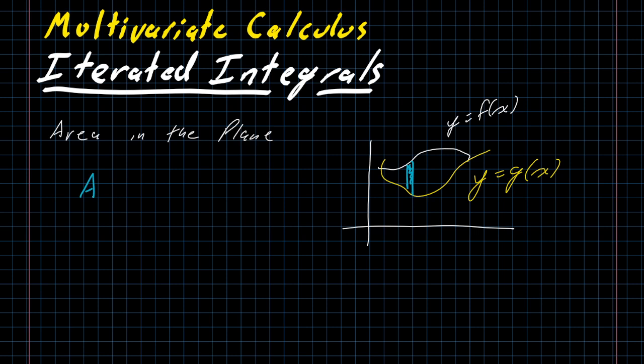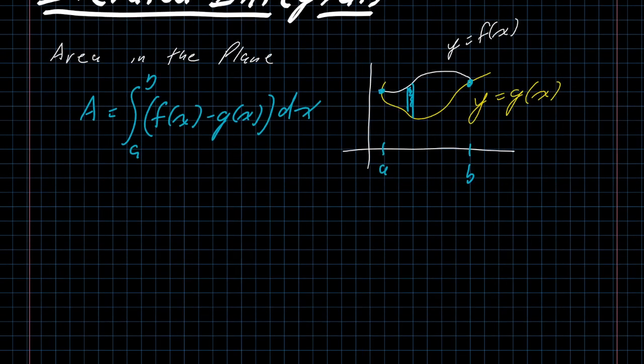You get a formula that looks something like A equals the integral from a to b, and I just realized I never put in my a and b here, of f of x minus g of x dx. All right, fairly straightforward way of calculating the area between two curves. But we want to do this in a multivariate sort of way.